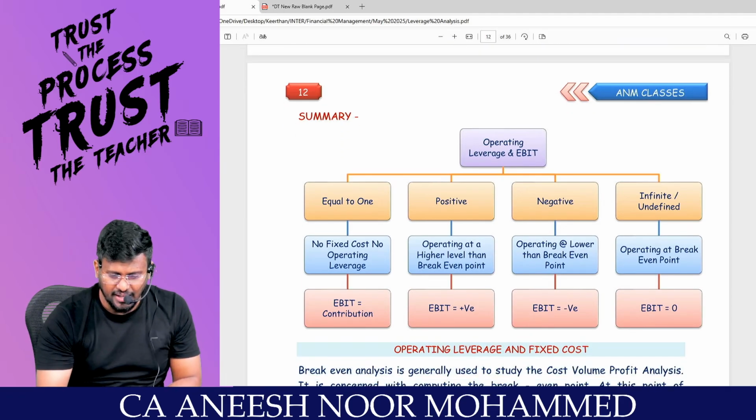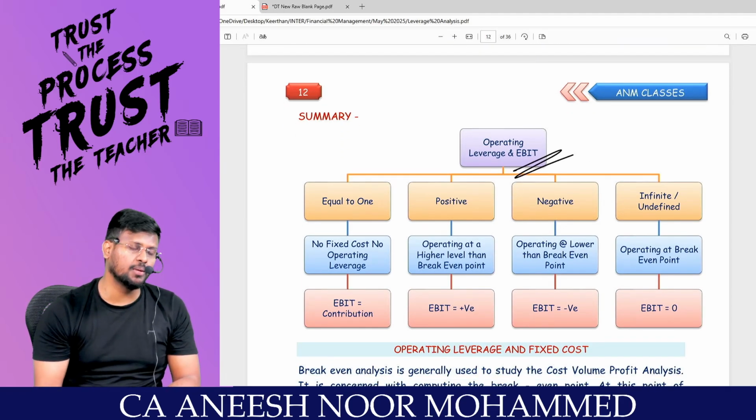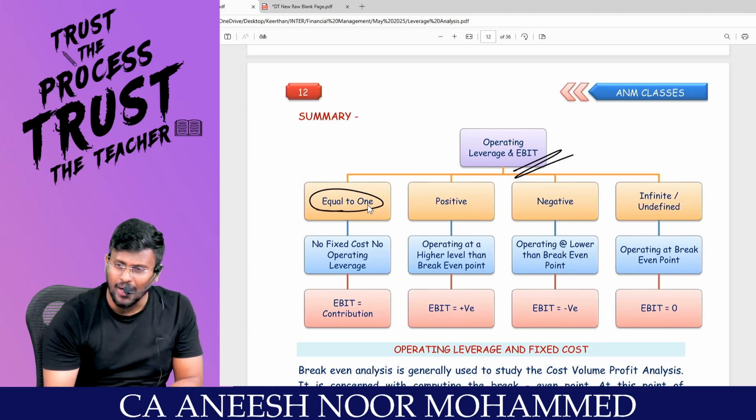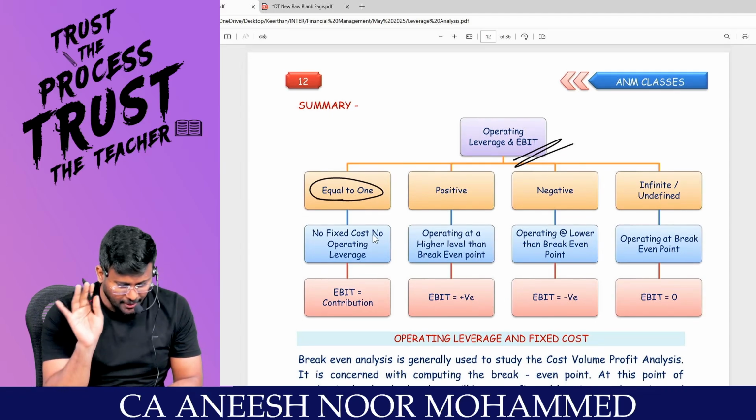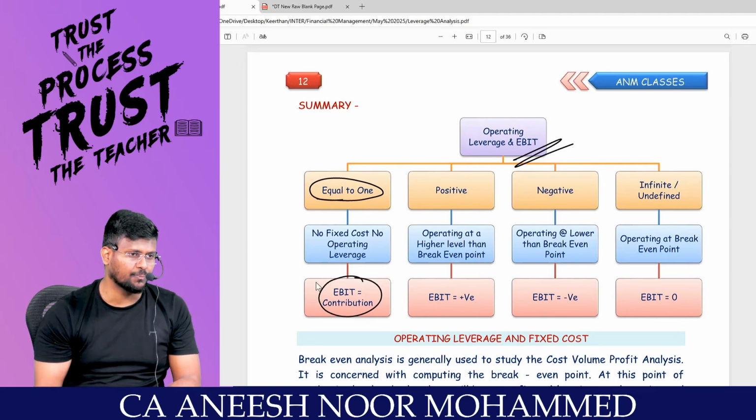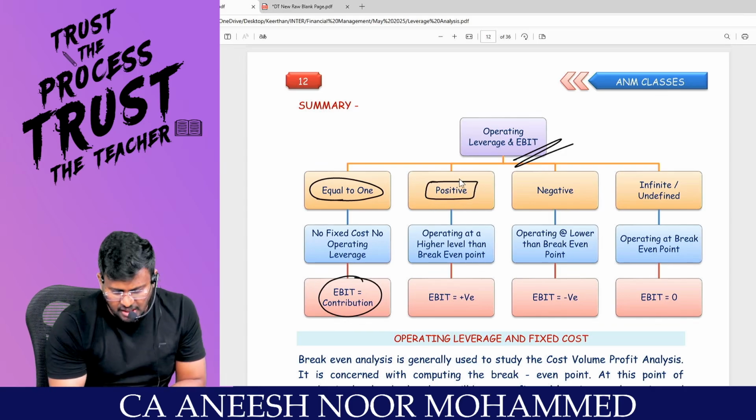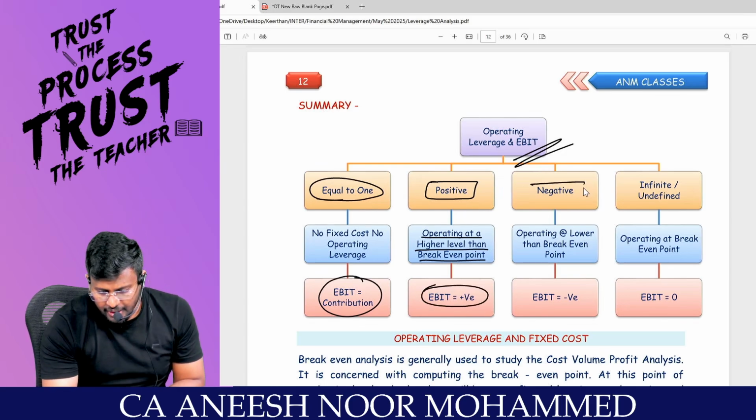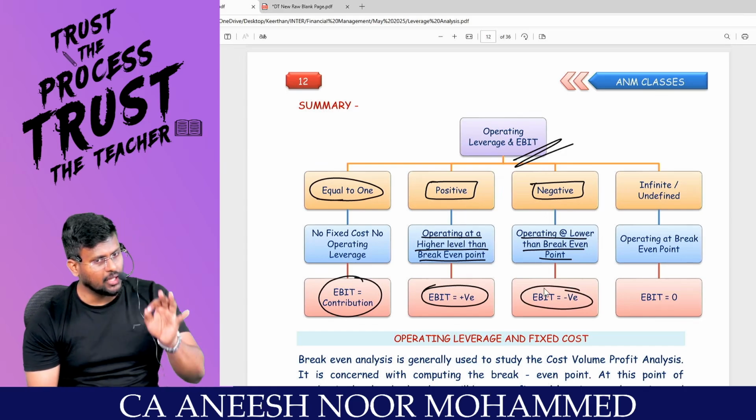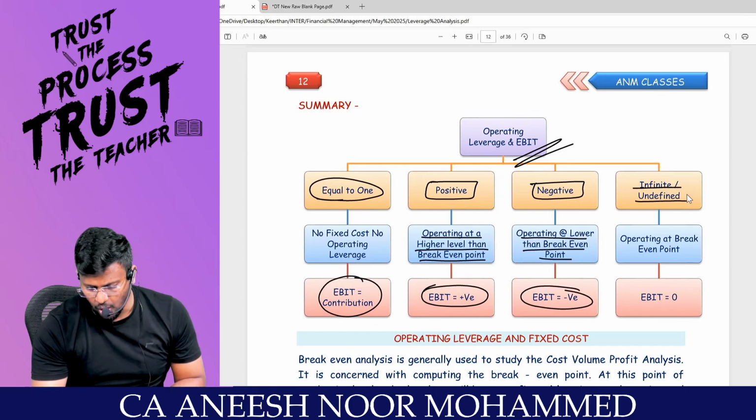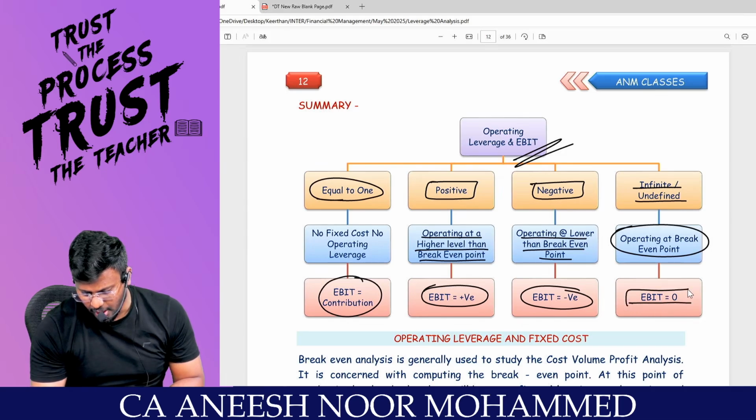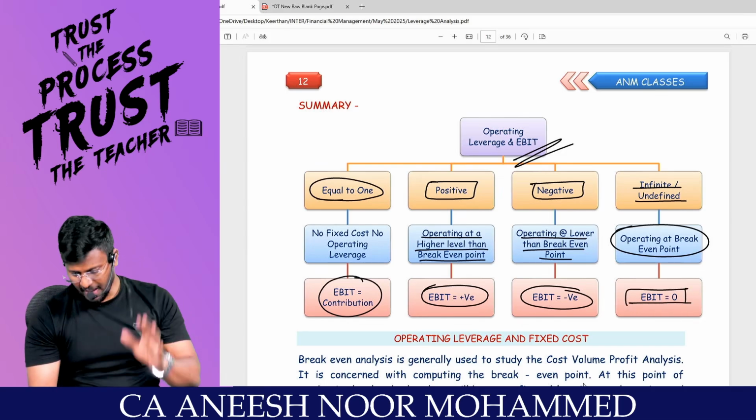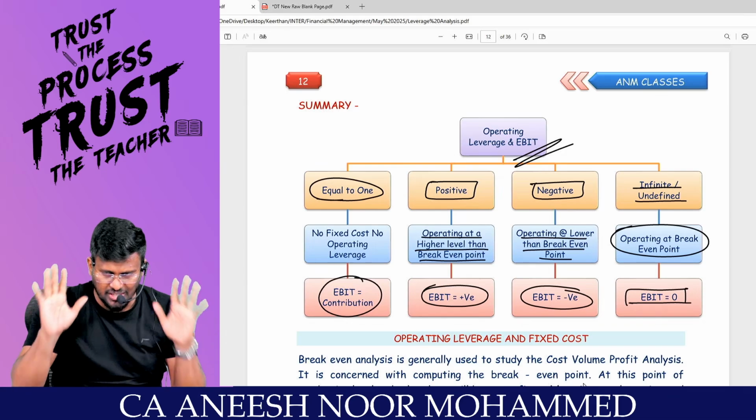Sir, one line summary. Operating leverage and EBIT. If it is equal to 1, no fixed cost, no operating leverage, EBIT is equal to contribution. Comfortable? If it is positive, operating at a higher level than the break-even point, your EBIT should be positive. Comfortable? If it is negative, operating at lower than the break-even point, EBIT should be negative. If it is infinite or undefined, operating at break-even point, EBIT should be equal to zero. I am consolidating whatever we have talked till now. Just listen to me.